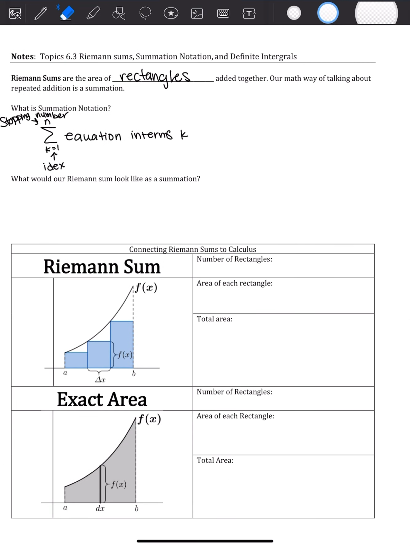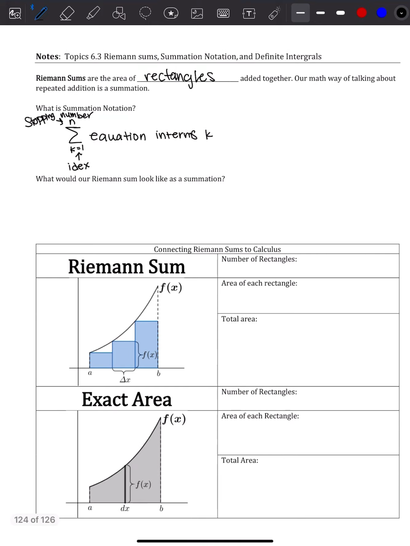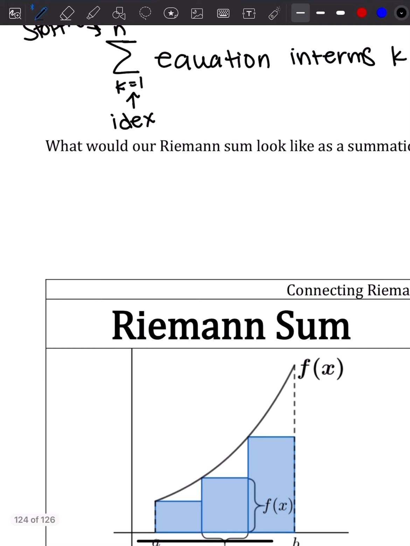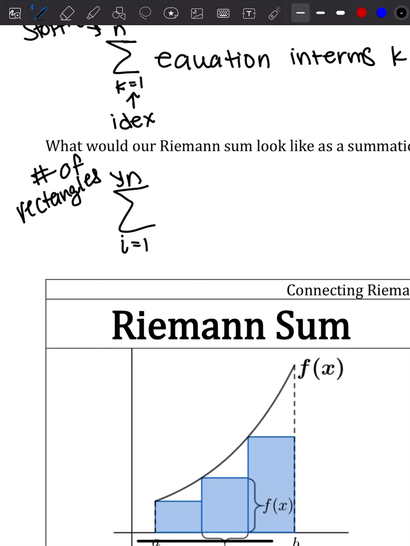So what would our Riemann sum look like in summation notation? So we're going to use i for this instead of k, but we could also use k if we really wanted to. So we have our sigma, which is our automatic sign that it is a summation. We're going to do i equals 1 to n, because we don't know how many rectangles. n is the number of rectangles. So this right here is that number of rectangles. And then what we need to do is make our equation.